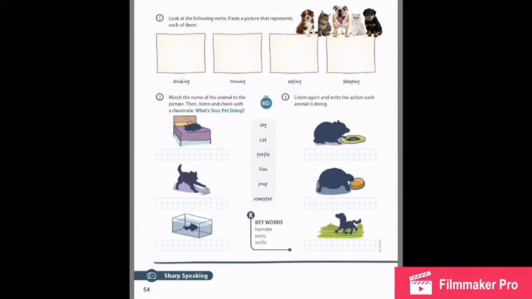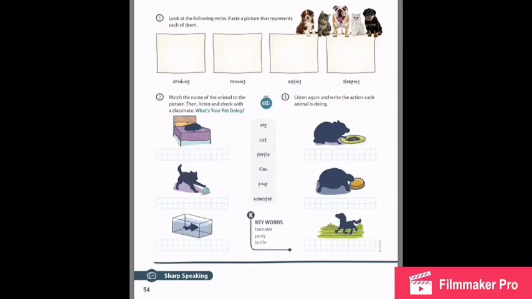Number 2, match the name of the animal to the picture. You have a list of animals: duck, cat, turtle, fish, pony, and hamster. Okay, draw and match the name of the animal with the picture. Okay, and number 3, listen to the track. What's your pet doing? And write the action each animal is doing.